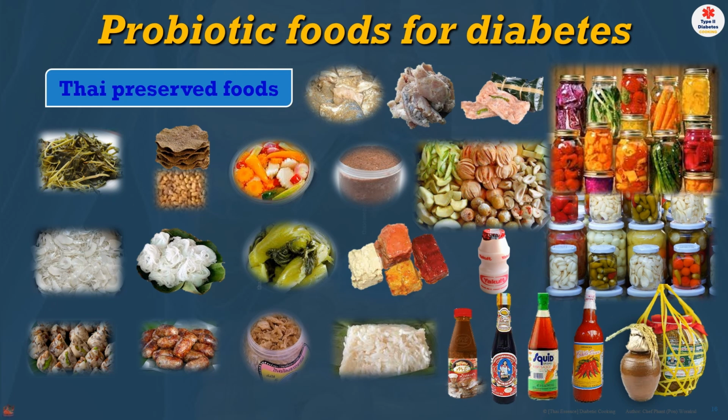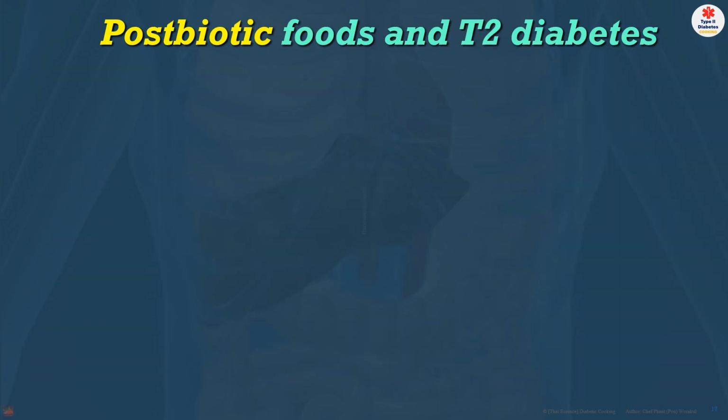This is probiotic food. After we've been talking about prebiotics and probiotics, now it's going to be postbiotic, because prebiotic feeds probiotic, and probiotic feeds postbiotic, because postbiotic is generated by your body, your system. So this is how the thing is going to work. Why the postbiotic? What do postbiotics do to your system?